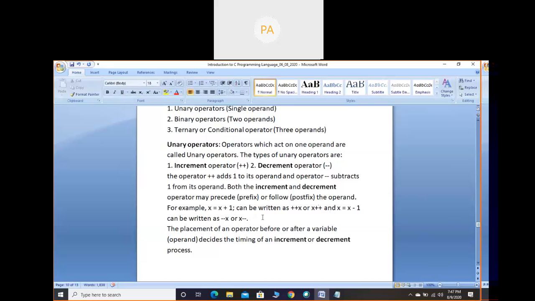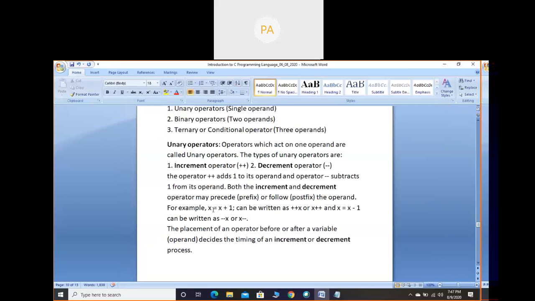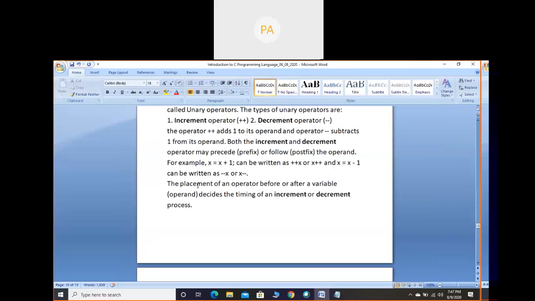That's all. Now comes the question: if we have two options, plus plus x and x plus plus, and both result in the same value, then why do we need two things? Of course, this question comes to us. The answer is present in the next paragraph. See, you look at this. The placement of an operator before or after a variable, that is, the variable is nothing but the operand here, decides the timing of an increment or decrement process.